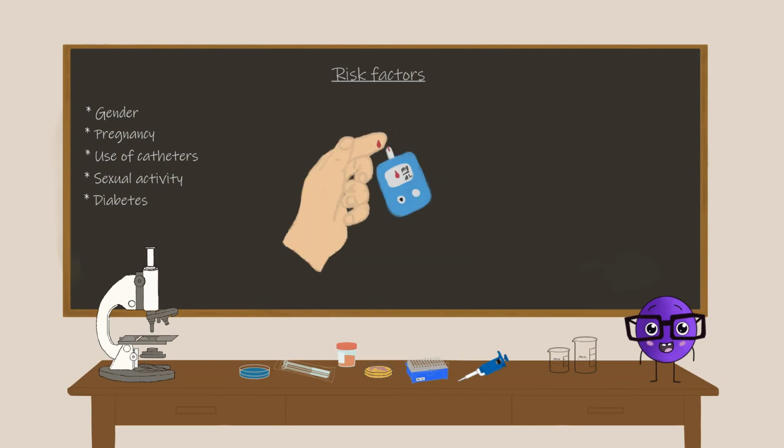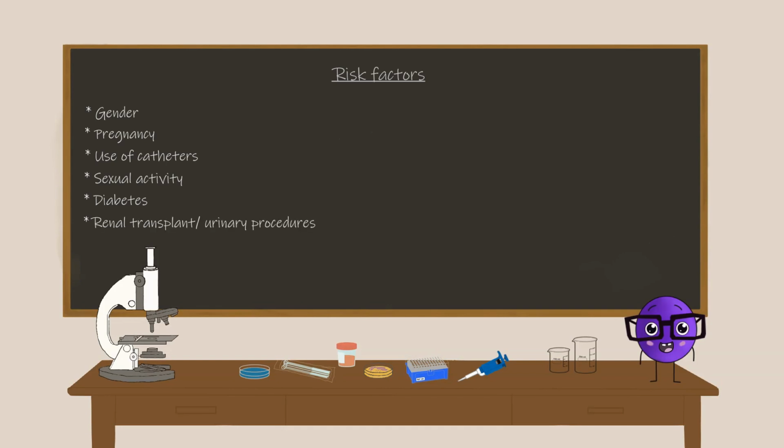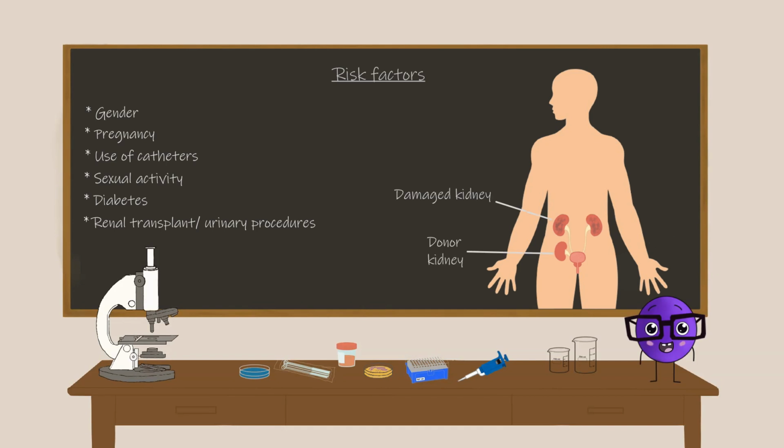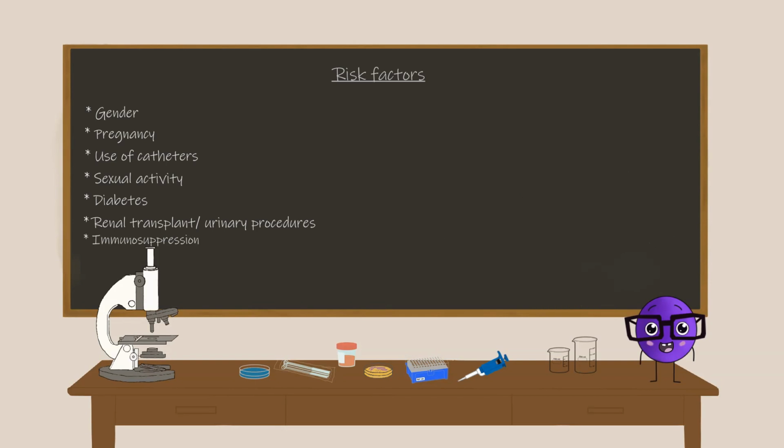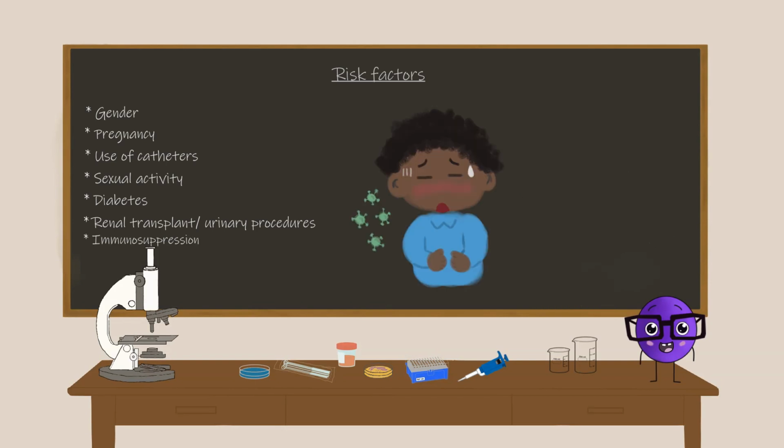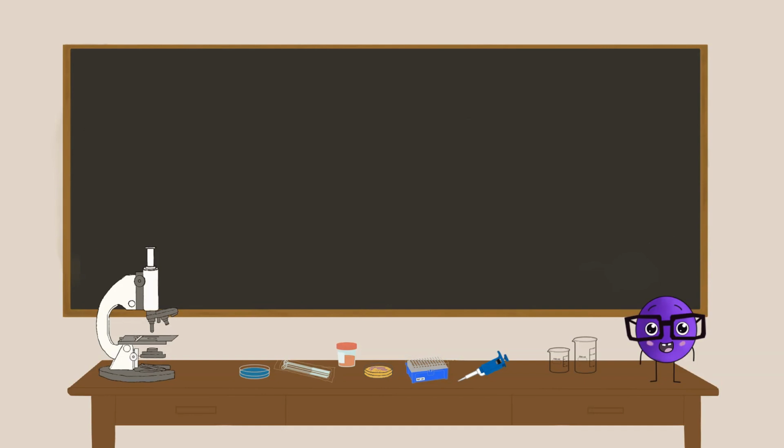Diabetes. Due to changes in the immune system and high sugar concentration, risk of UTIs increase. Renal transplant or urinary procedures can cause introduction of bacteria into the urinary tract, leading to infection. Immunosuppression weakens the body's natural defenses, making it more susceptible to UTIs.